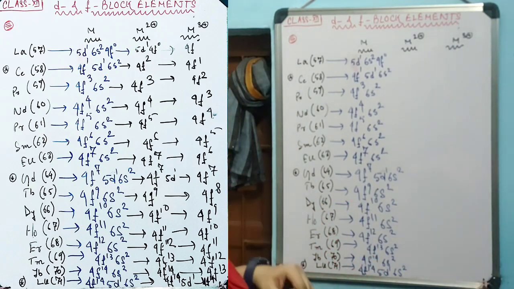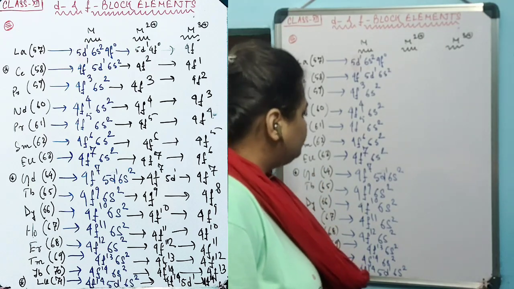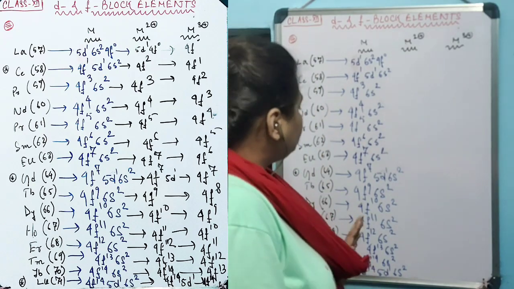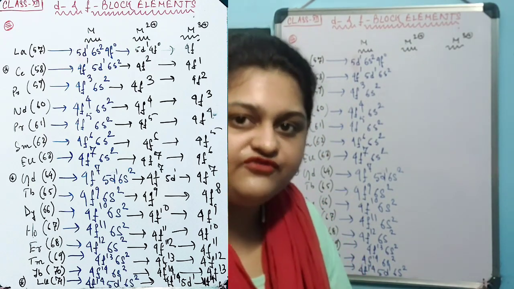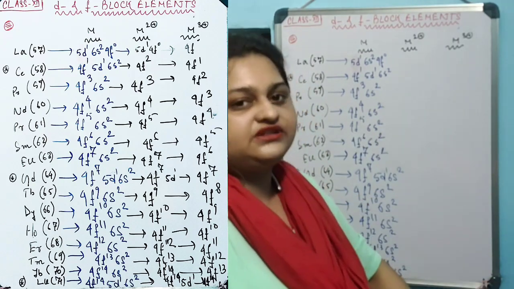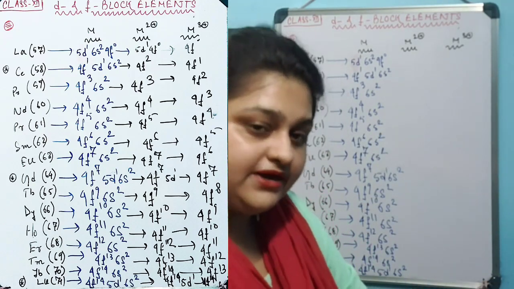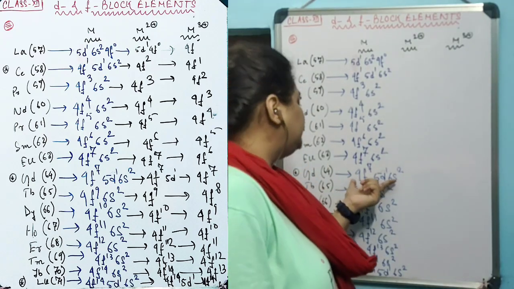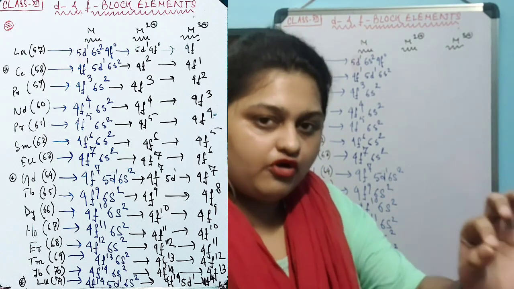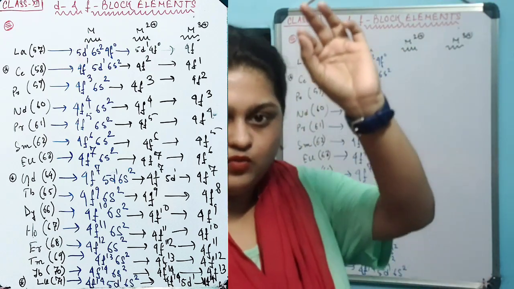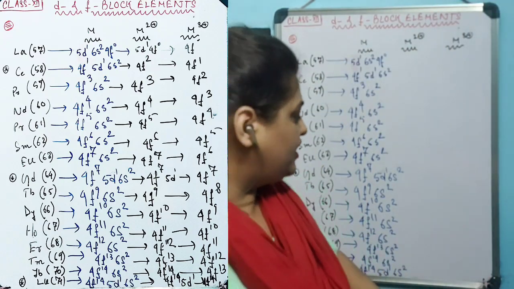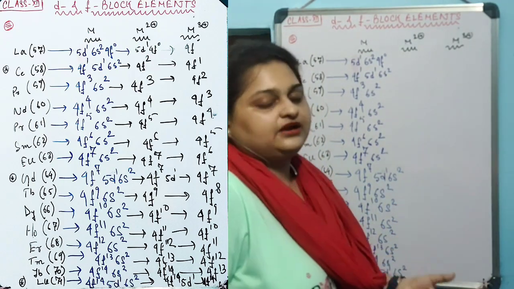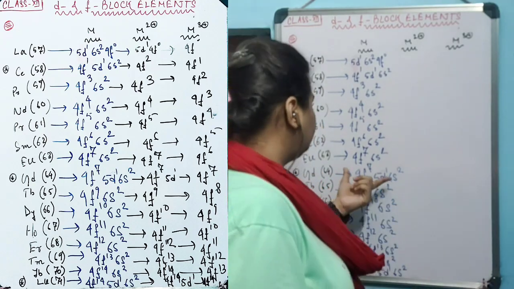Now for gadolinium, the next element, the electronic configuration would be 4f8. But gadolinium transfers one electron from the f orbital to the 5d orbital. By rearranging itself, gadolinium gains the electronic configuration 4f7 5d1 6s2. Thus gadolinium gains the half-filled stability of europium by this rearrangement.